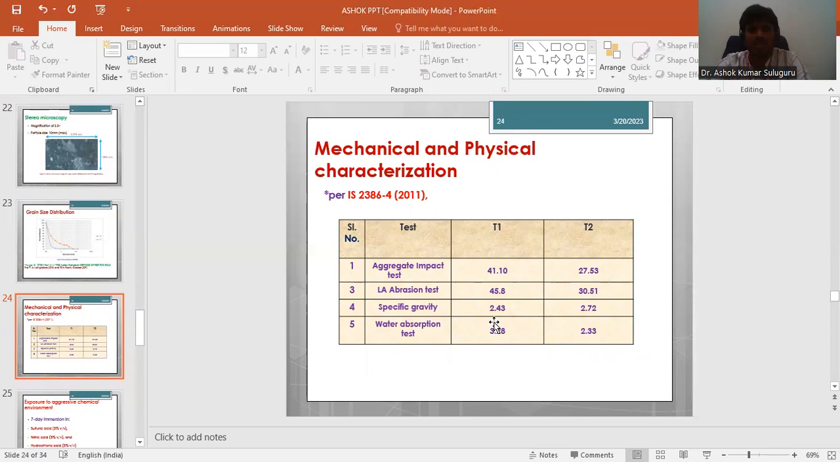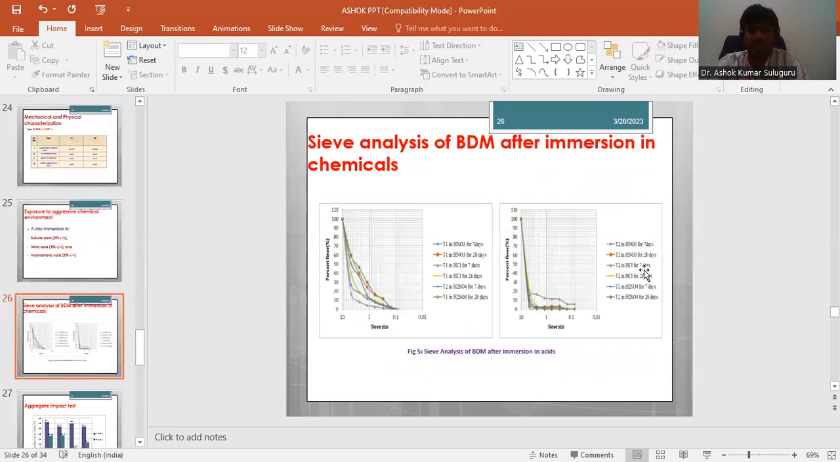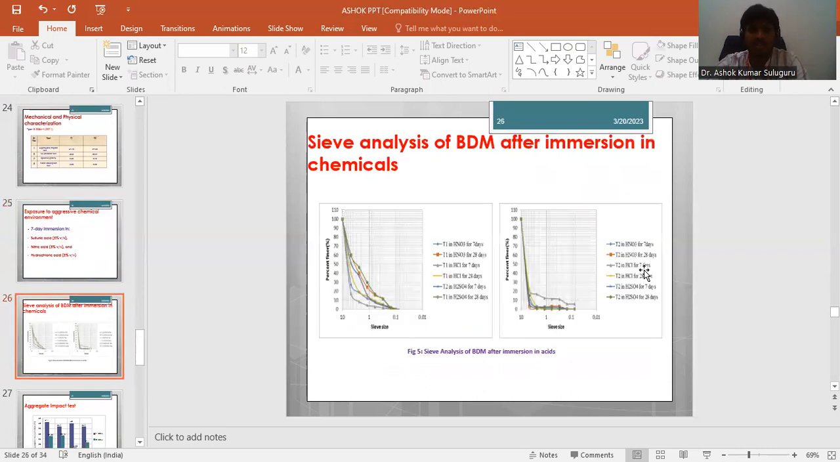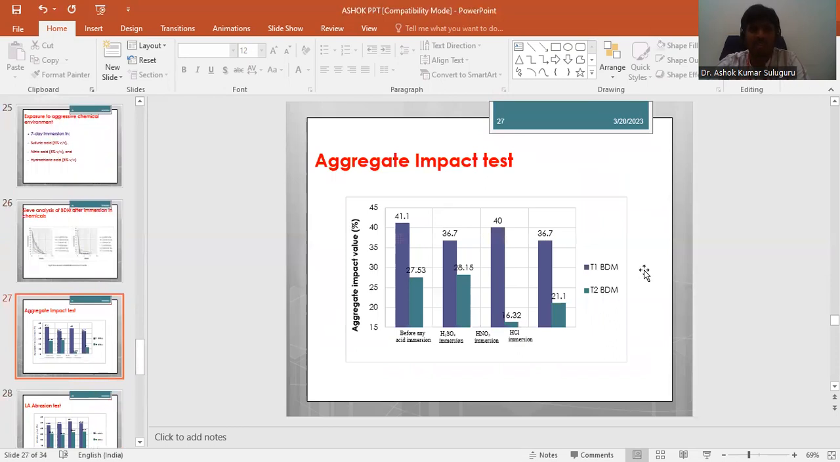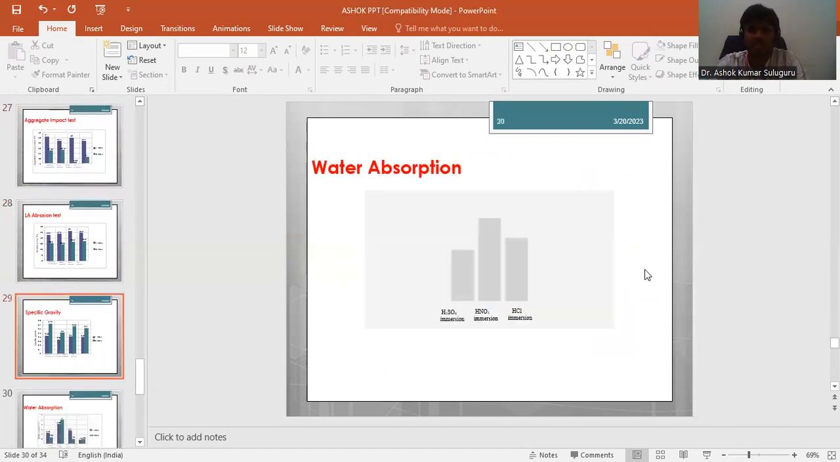We have done the aggregate impact test, LA abrasion test, and specific gravity test. These are the results for these two materials. Again, we have used three kinds of acids: sulfuric acid, nitric acid, and hydrochloric acid, at 5% volume. After preparing these solutions, we immersed those materials in the acids for 7 days. After immersion, we also studied the same XRD analysis, aggregate impact value test, and LA abrasion test. These are the results for the two kinds of BDM, along with specific gravity and water absorption.